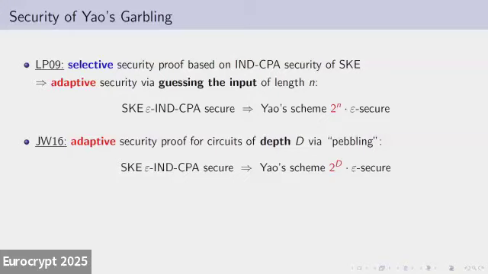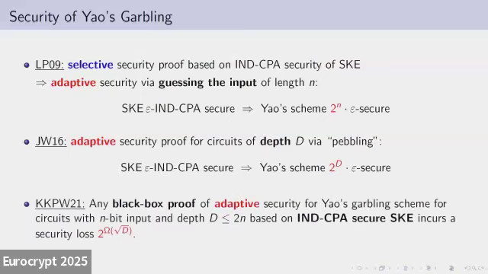Jafargholi and Wichs showed that one can actually get adaptive security at a loss that is exponential only in the depth of the circuit, or more precisely, the pebbling complexity, but for this talk, let's just focus on the depth. This means, for example, for NC1 circuits, so circuits of log depth, they had a polynomial reduction. Unfortunately, we proved this cannot be extended to arbitrary depth circuits. Together with Chethan Kamath, Krzysztof Pietrzak, and Daniel Wichs, we proved that any black-box reduction will suffer from a loss that is exponential in the square root of the depth.